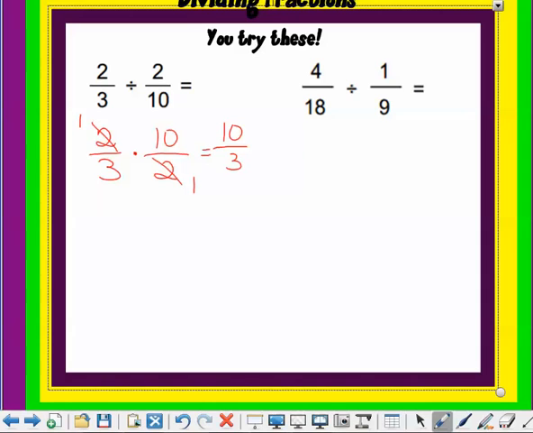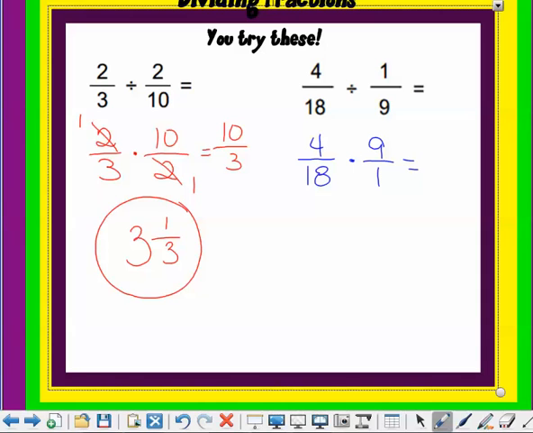That's an improper fraction, so we need to make that a mixed number by thinking about this as a division statement of 10 divided by 3. And that's going to leave me with 3, 1 left over, and that piece is 1/3. So in simplest form, we're looking at a product, or a quotient if we think about the division problem, of 3 and 1/3. In the second one that you worked on, you have 4/18 divided by 1/9, but the reciprocal would be 9/1.